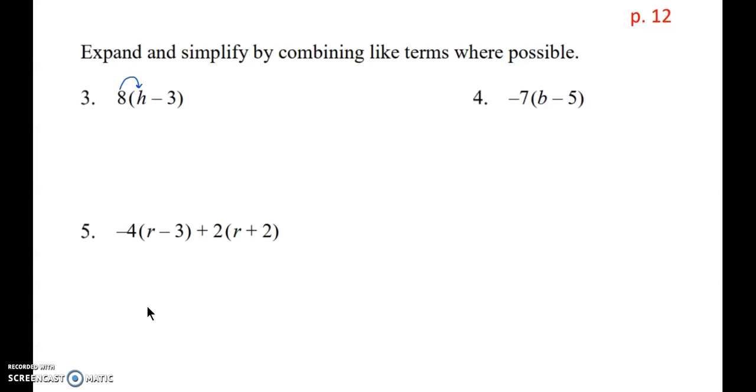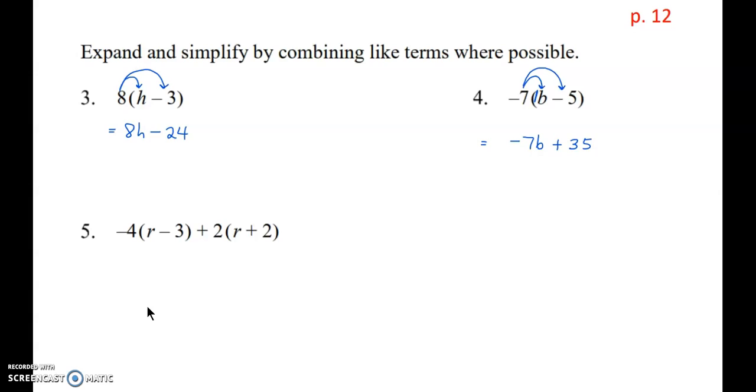We're going to distribute the 8 times the h and the 8 times a negative 3. Remember, that's a negative 3. If we were to add the opposite, we could clearly see that. 8 times h is 8h, and 8 times negative 3, that's a positive times a negative, will result in a negative 24. Our simplified expression is 8h minus 24. For number 4, we're going to distribute the negative 7 to the b. Remember, that's like a 1b. So negative 7 times 1 is still negative 7b. And negative 7 times negative 5 will result in a positive 35. So our simplified expression is negative 7b plus 35.